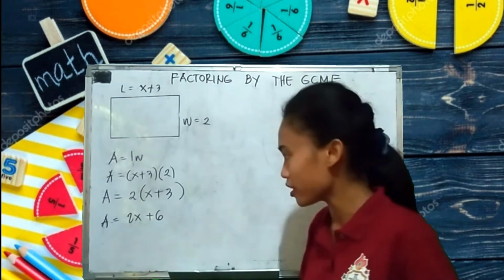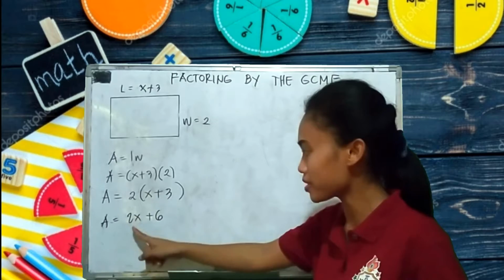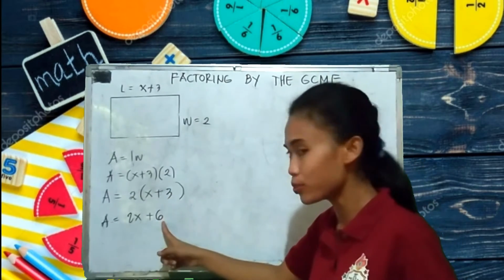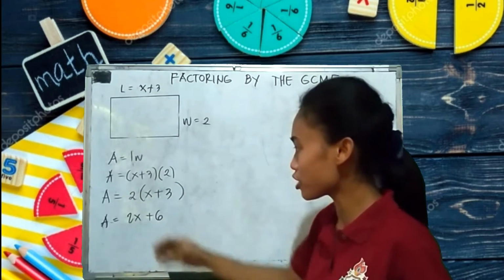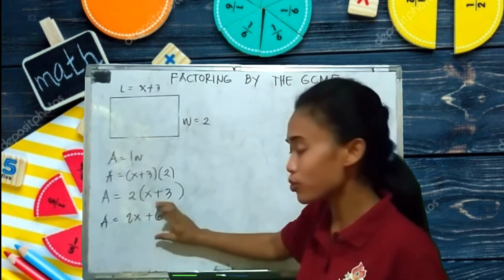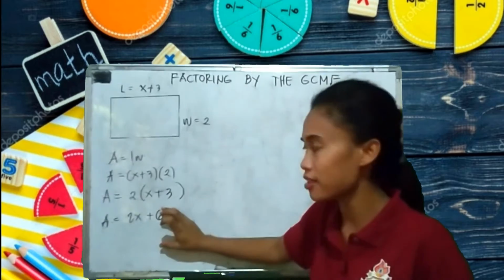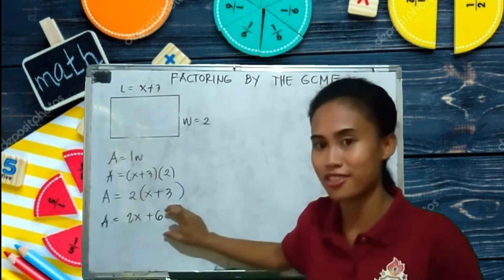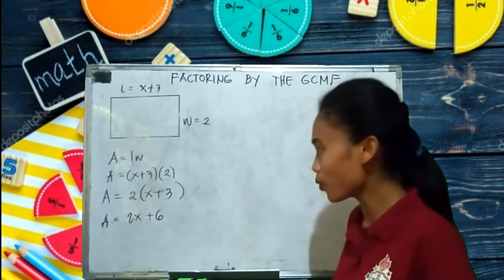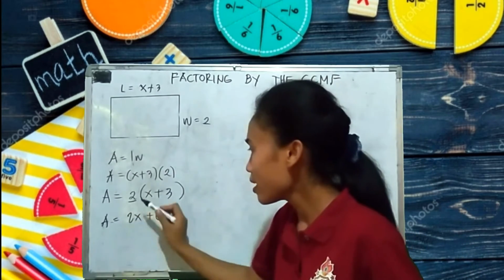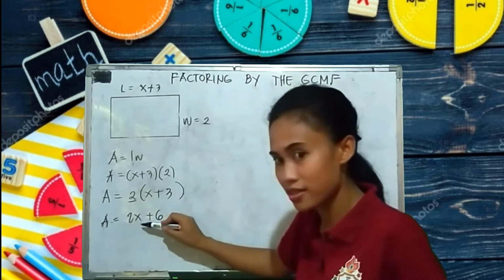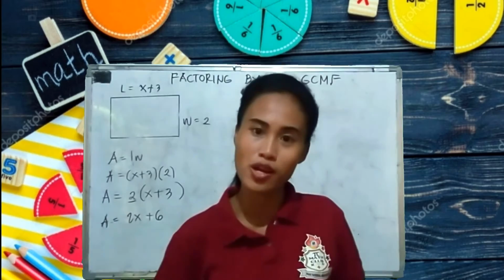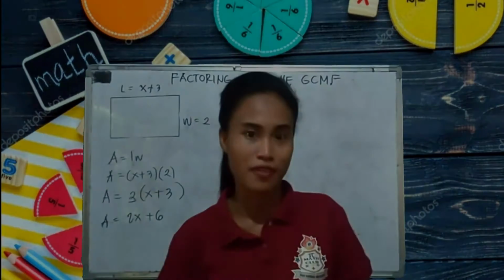Our area would be equal to 2x plus 6 by the distributive property. We distribute 2, so 2 times x is 2x, and 2 times 3 is equal to 6. The relationship of the length and width to this area is that they are factors of 2x plus 6. And so, we say that 2 is common to 2x and to 6. That is how we illustrate the greatest common monomial factor.